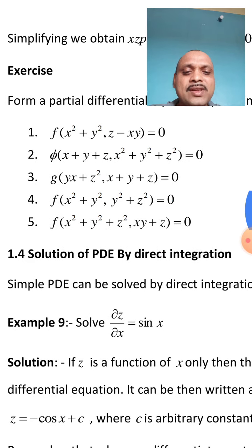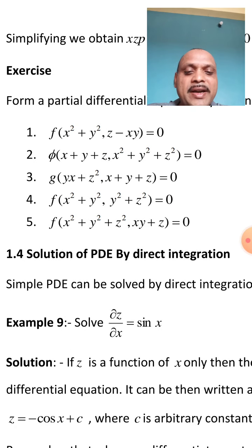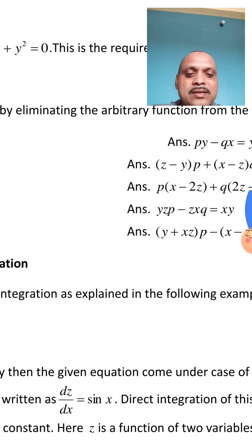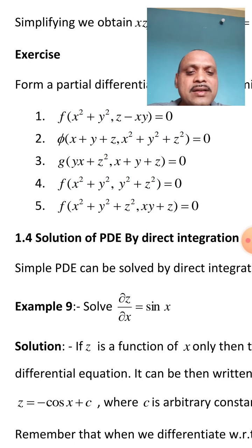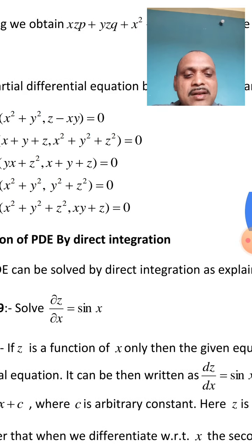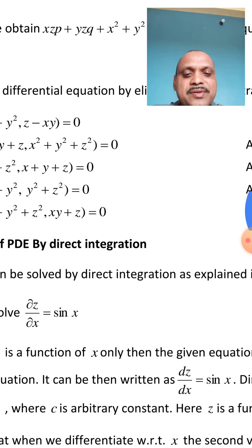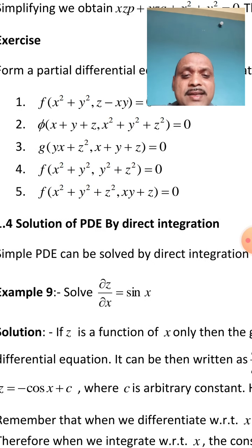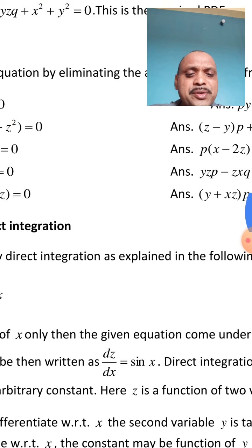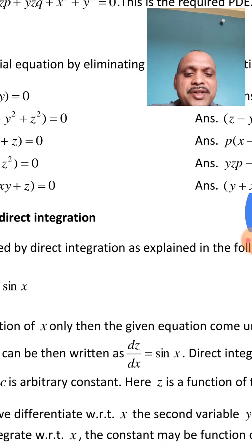Now let us see the solution of partial differential equation by direct integration. We will explain this by example. Suppose we have an example, del z by del x equal to sin x. Now see that when z is a function of x only, there is no need of partial derivative and we get dz by dx equal to sin x. But as here there is a partial derivative, z is a function of two variables. So we know what is the solution of this equation.